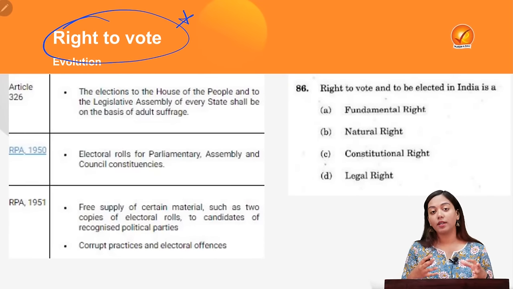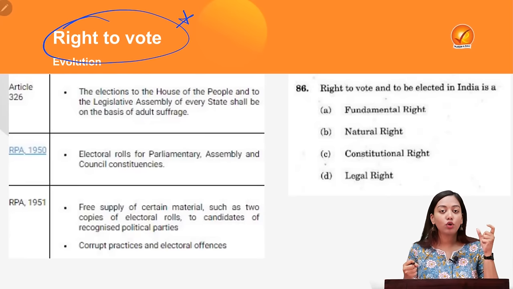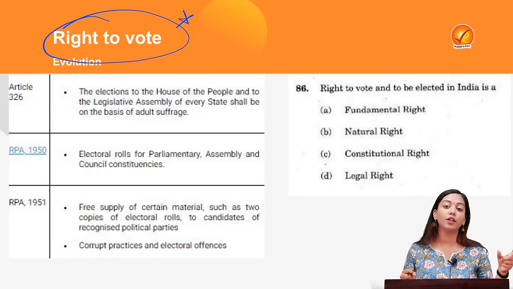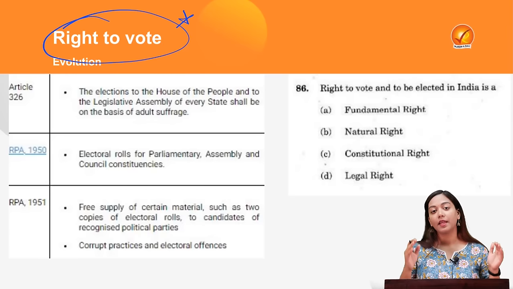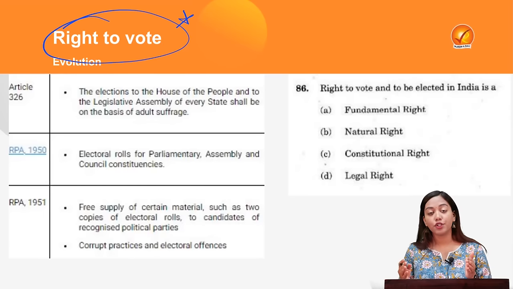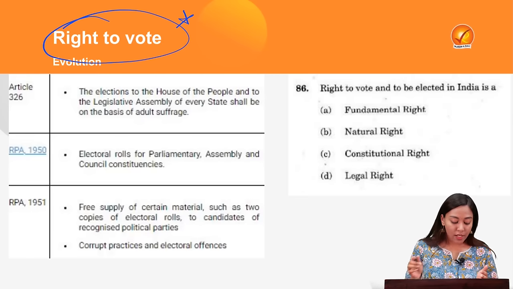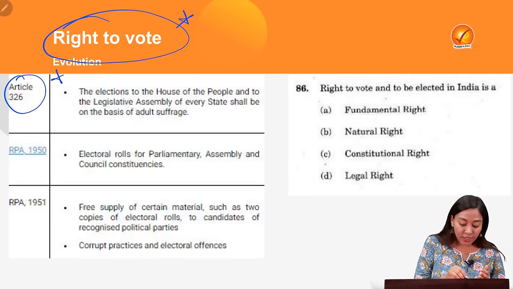We have got the right to vote as one of the constitutional rights that are given to us via Article 326 of the Indian Constitution, which provides for universal adult suffrage to any citizen of India that is above the age of 18 years. So it is a constitutional right.